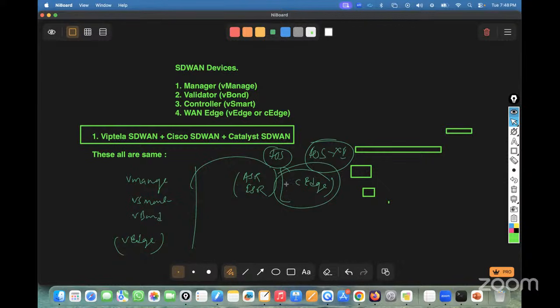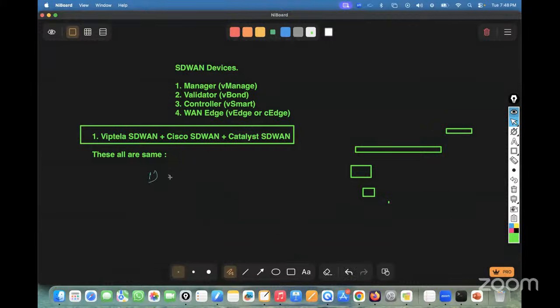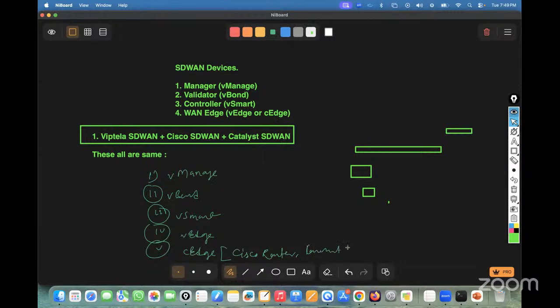So this is where your Cisco SD-WAN comes into the picture, and after that you have these products. So you now have vManage, now you have the vBond, now you have the vSmart, and now also you have the vEdge, and then also we have the cEdge. So cEdge is nothing but a Cisco router converted by changing the OS. Whatever you can just think about, you can just make a note, right?